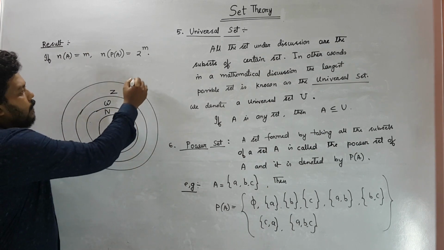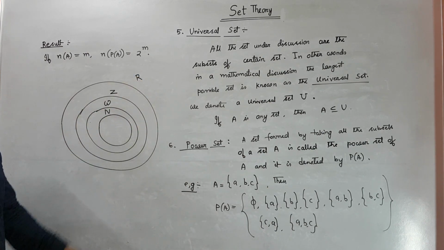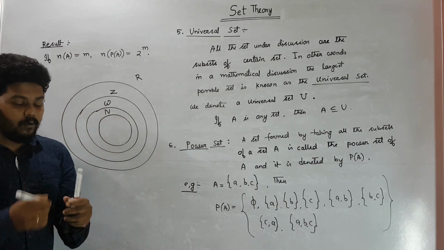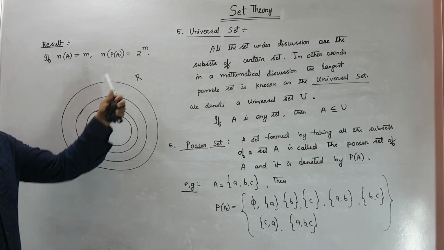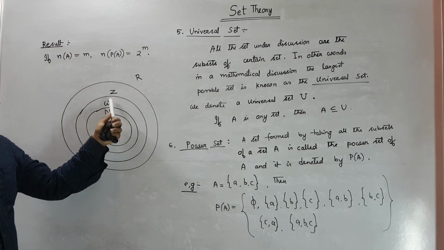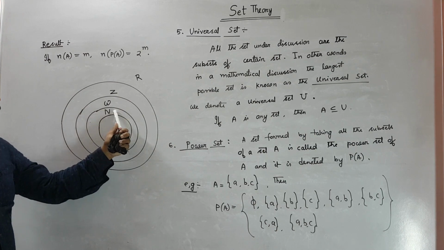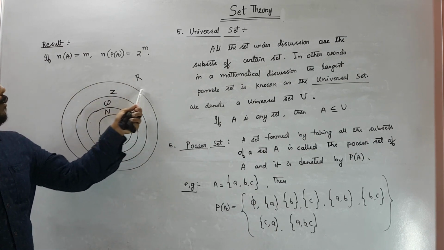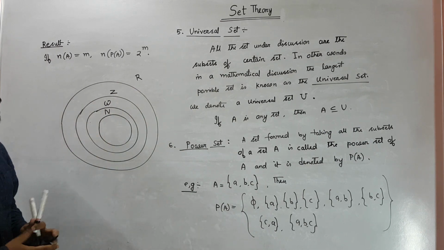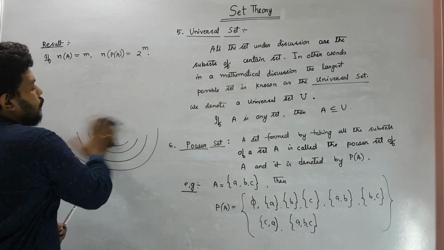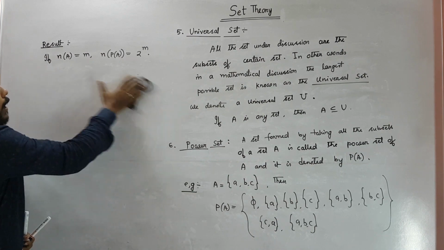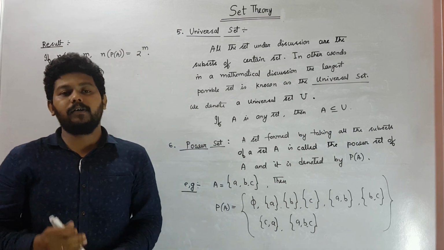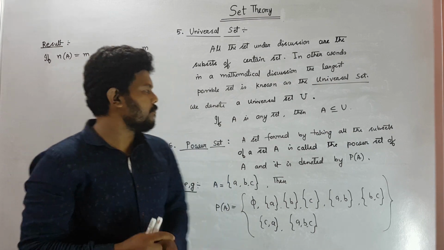Now, this is your real numbers, this is the set of integers, whole numbers, and this is natural numbers. Now, Z is a subset of R, W is a subset of R, and N is a subset of R. Therefore, R is the universal set for these numbers. So, we can define the universal set as the largest possible set in a mathematical discussion.